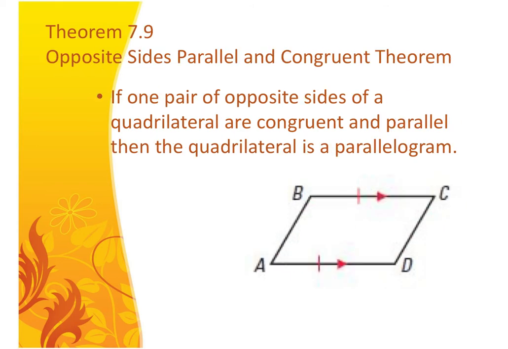So it says if one pair of opposite sides of a quadrilateral are congruent and parallel, then the quadrilateral is a parallelogram. It has to have "and," okay? They have to be congruent and parallel. But it's only one set. If you can prove one set of the sides is congruent and parallel, it is automatically a parallelogram.